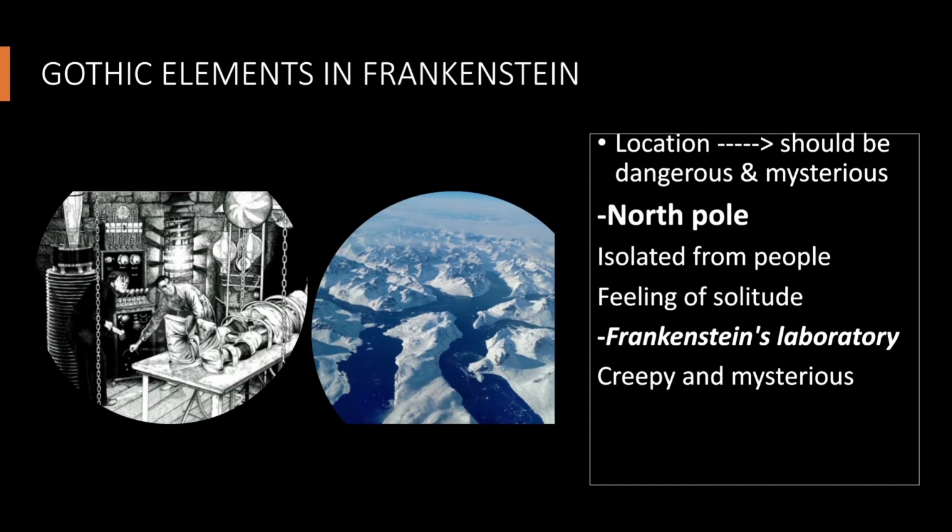Gothic elements in Frankenstein. Location. Locations should be dangerous and mysterious for readers for the sake of setting. Our story begins in the North Pole, and I think the North Pole gives me the feeling of isolation from people and a feeling of solitude. And Frankenstein's laboratory. It's creepy and mysterious, but at that time people didn't know what a laboratory is or what's inside of it, so it should be more mysterious than now to us.